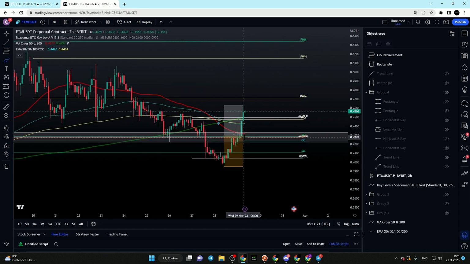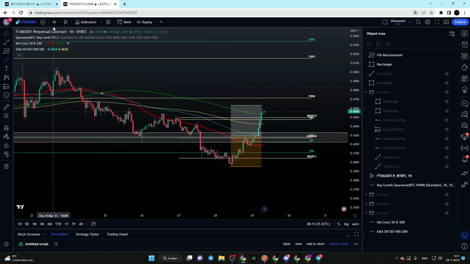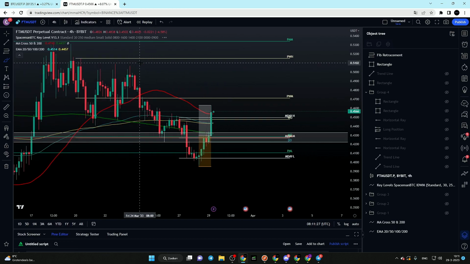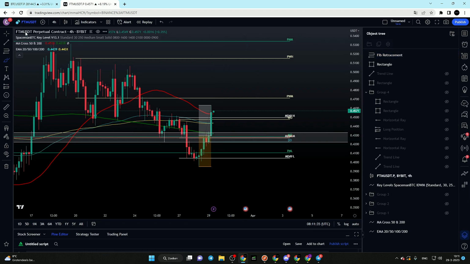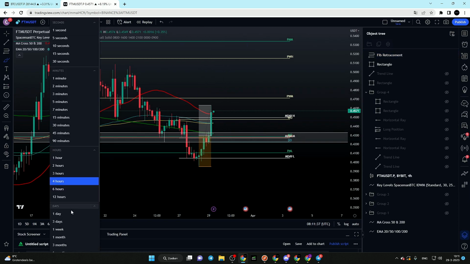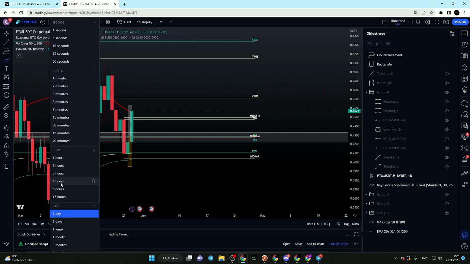We can see the 50 moving average on the 2 hourly time frame at the exact same area, and also on the 1 hourly time frame we have some very, very nice confluences. On the 4 hourly time frame we have probably the most important moving average, the 200 moving average, at the exact same area. On the daily time frame, we can see that we don't have any confluences yet, but very, very strong confluences inside of this area.